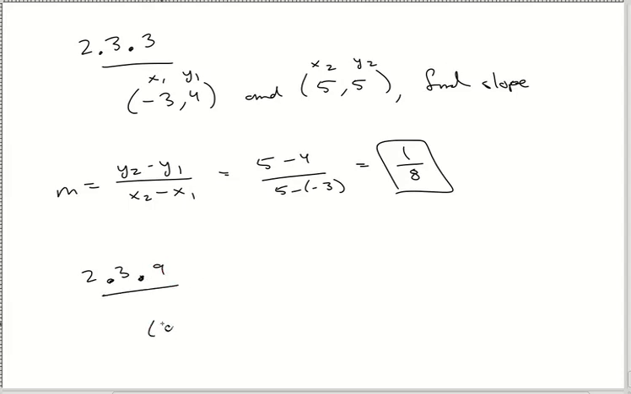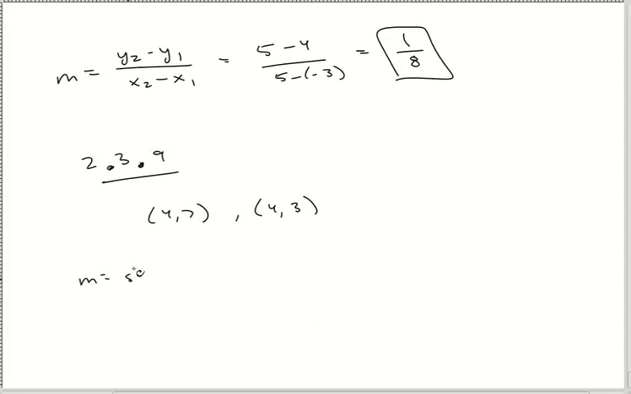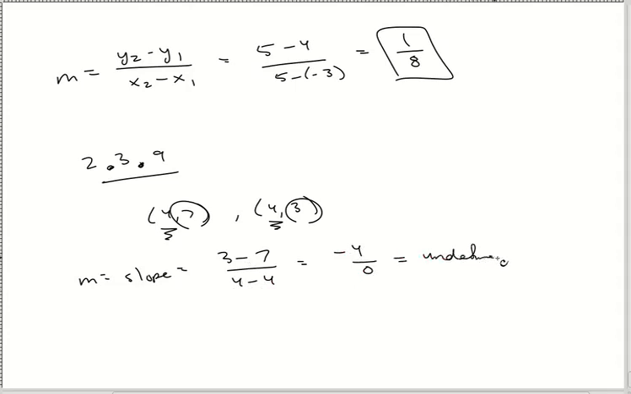2.3.9. I got 4, 7, and then I got 4, 3. They say, find the slope. y2 minus y1 over x2 minus x1. Notice here that we got a negative 4 over 0. 4 minus 4 is a 0. This is undefined. So this would be a vertical line of some kind.